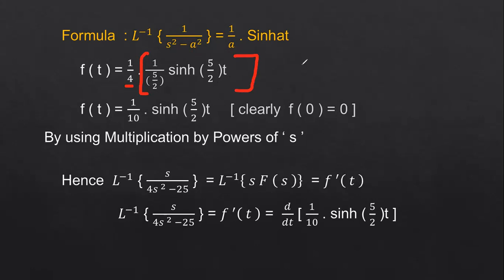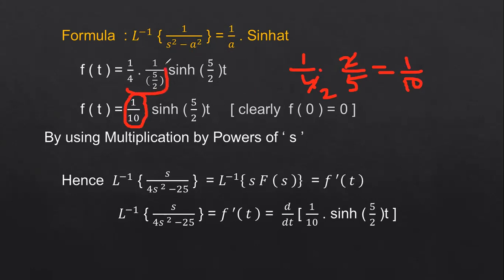If you simplify this, 1 by 4 into 1 by 5 by 2, which can be written as 2 by 5. So from the 2 and the 4, we get 1 by 10. So this is your value. This simplification gives 1 by 10 and sinh of 5 by 2 into t.